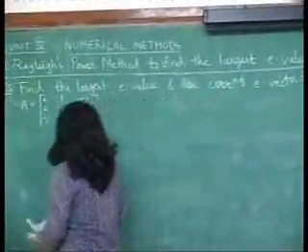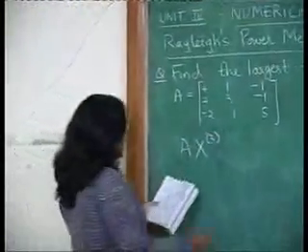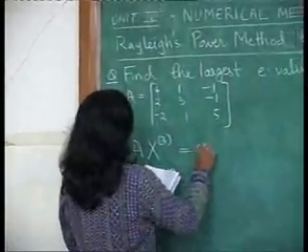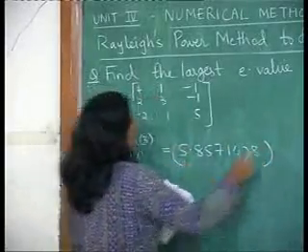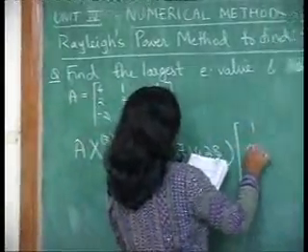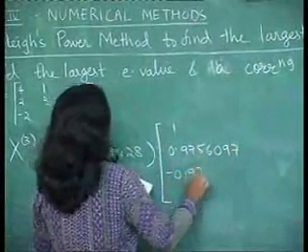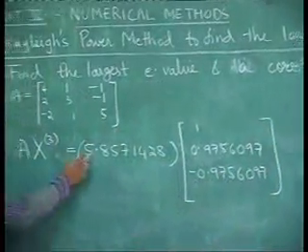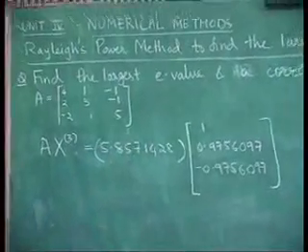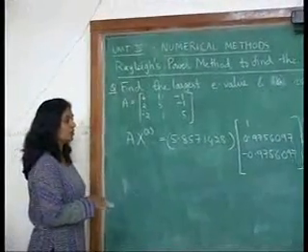Let me just do one more step. In the next step, we multiply A with x raised to 3 and this time after bringing that constant out it becomes 5.8571428 into 1, minus 0.8. We have now come to 5.85. Not bad. And one has to continue this till the desired degree of accuracy is reached.